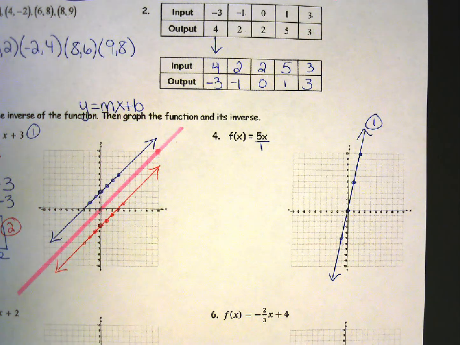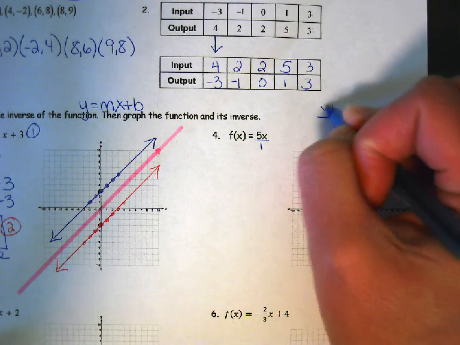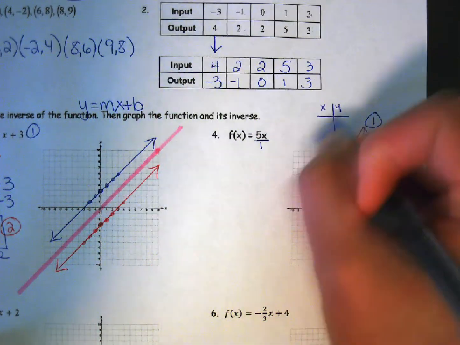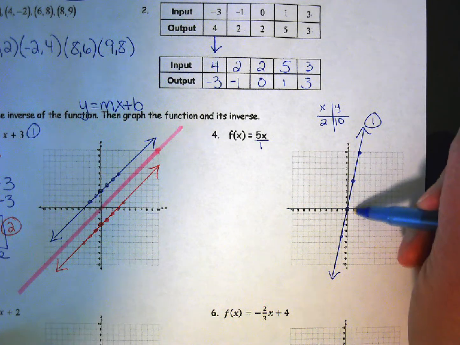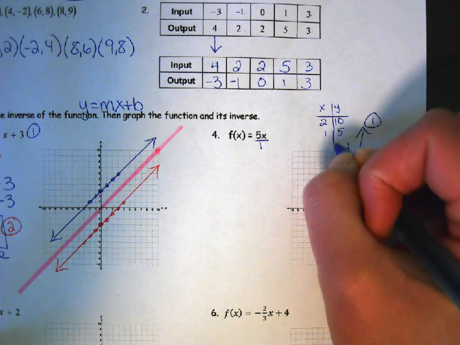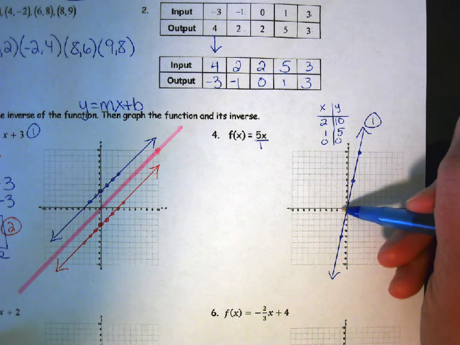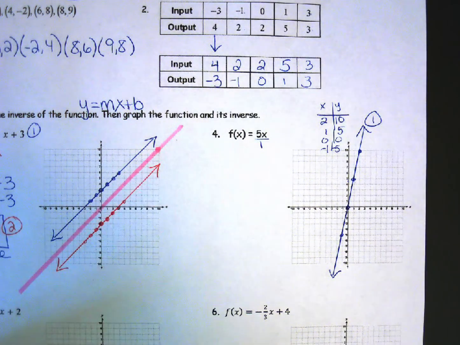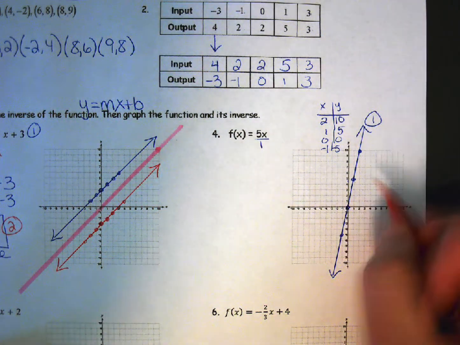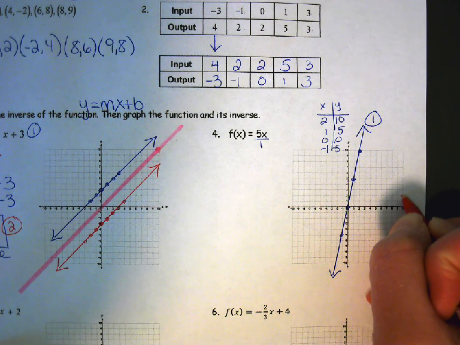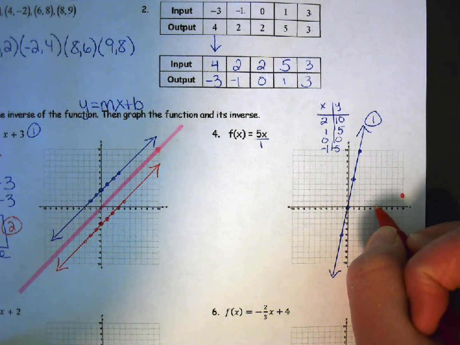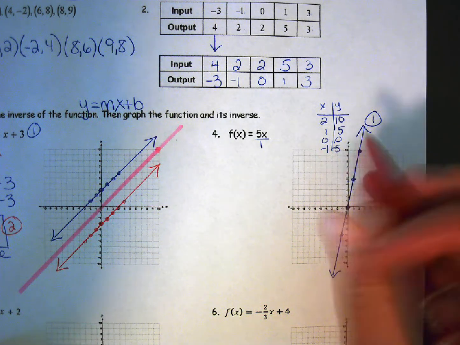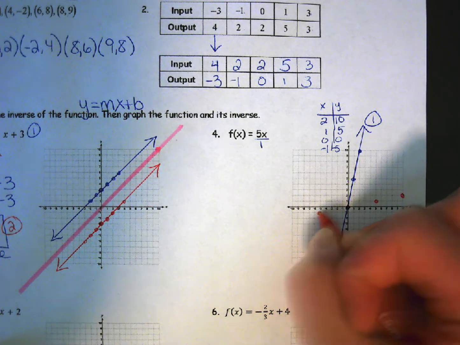So let me just make a tiny little t-table right here. What are these ordered pairs? Well, this was 2, 10. 1, 5, 0, 0, that's this one, negative 1, negative 5. You see the ordered pairs? I can just reverse those. I can go 10, 2, 5, 1, 0, 0, I can't really reverse, negative 5, negative 1. And then I can connect them.